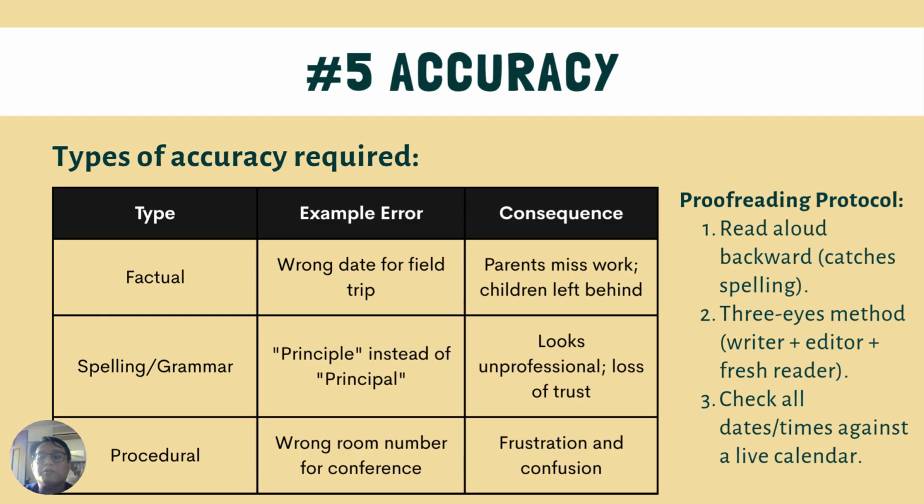Now, here's a simple proofreading protocol. First, read the newsletter aloud backwards. That forces you to look at each word in isolation. Second, use the 3 eyes method. You write it, your colleague edits it, and then a fresh reader, maybe a non-teacher friend, reads it one last time to check for errors. And lastly, check every date and time against a live calendar. So maybe you're using in your school Google Calendar or Outlook Calendar, then you have to check it, make sure nga walay naka-contradict na schedule.